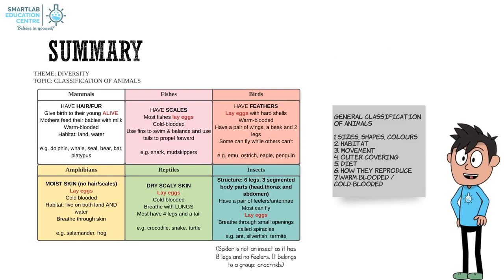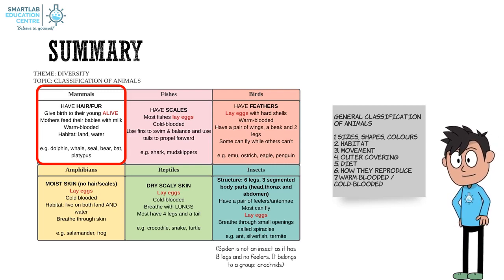Let's recap what we have learned today. Mammals have fur, give birth to their young. Mothers feed their babies with milk, warm-blooded, and can either live on land or water. Examples of mammals are dolphin, whale, seal, bear, bat, platypus.